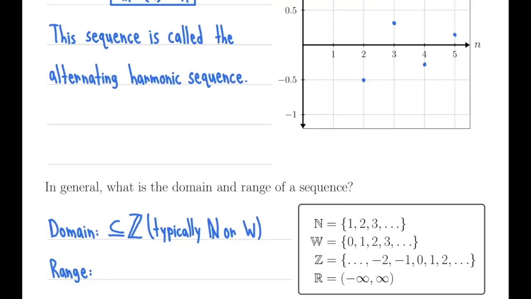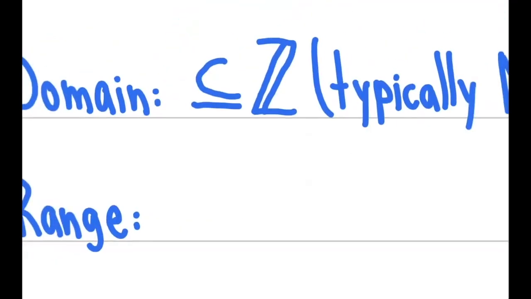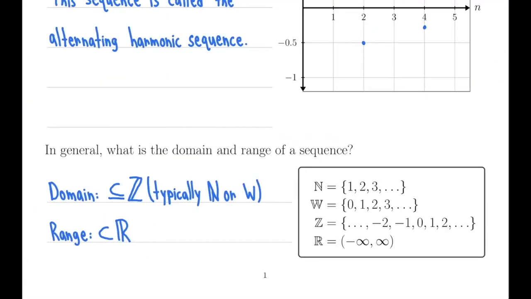You want us to say it's a subset of R? It's a proper subset of all real numbers, because it's not going to output every single real number. It's going to have strictly fewer elements than all real numbers. Do you guys remember the symbol for proper subset? Get rid of the bar. Exactly. So it's just this. You can definitely have a sequence that outputs imaginary numbers, but we're not going to deal with that.